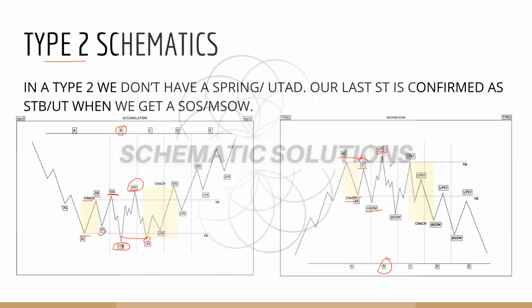From here, we need one of two things to happen. In a type 1, we would want price to trade to 50% and then give us our UTAD. But keep in mind, this is a type 2. So in our type 2, what we're looking for is a break of structure and exit of our trading range, giving us a major sign of weakness. Once we have that major sign of weakness, that confirms we can look for an entry off of our upthrust. We catch our LPSY entry, our last point of supply, and walk price down.